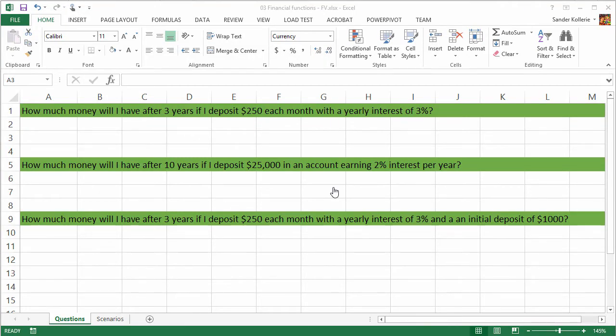How do we calculate future value of an investment? Well, there are many ways to calculate that, but we are going to use the built-in function of Excel to do it as fast as we can. Let's take a look at the first question.